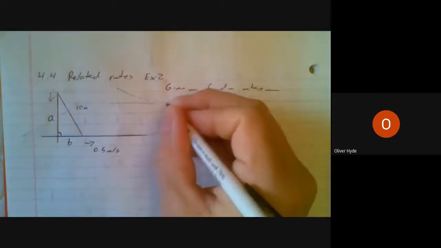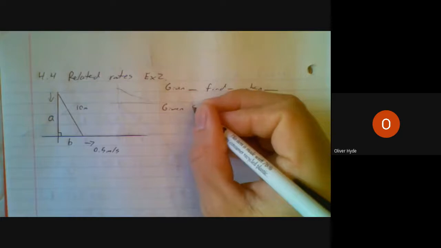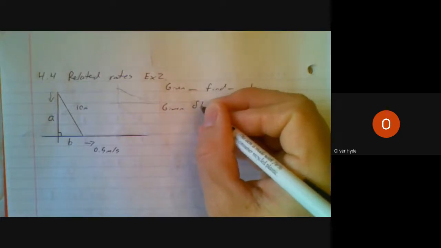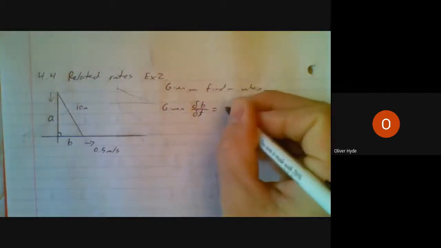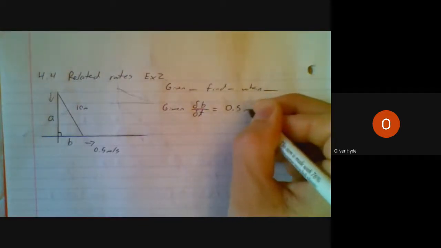So in this question, we are given how quickly the base of the ladder is moving away from the wall. I would call that the rate of change of the base with respect to time. It is a rate of change of a horizontal distance with respect to a measurement of time in seconds. And I'm given that that is positive 0.5 meters per second.